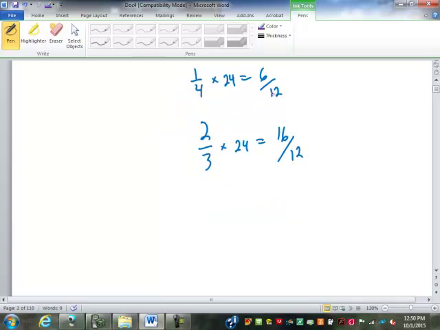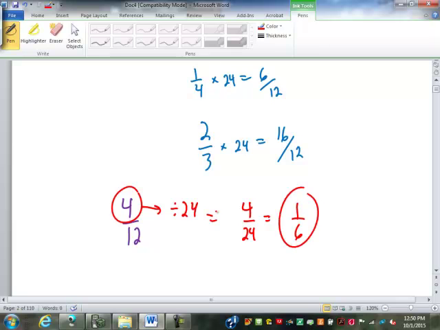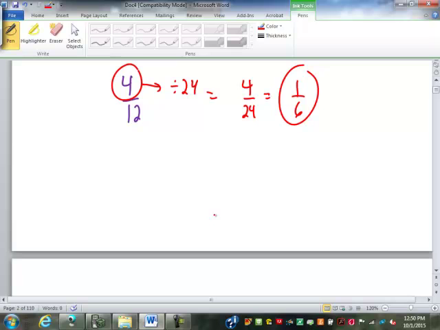If I want to go the other direction, let's say I have a 4/12 slope and I want to convert it into a pitch, I take the 4 and I divide it by 24. 4 divided by 24 is just 4 over 24, which reduces to 1/6. So if I have a 6/12 slope, what's that going to become as a pitch? 6 divided by 24 is 6/24, or 1/4.